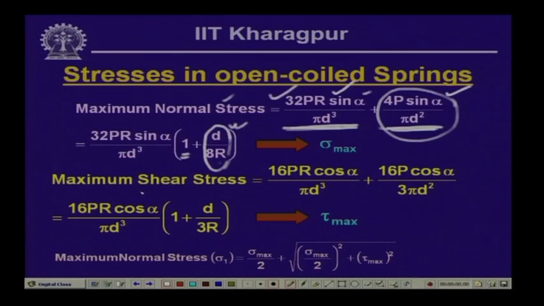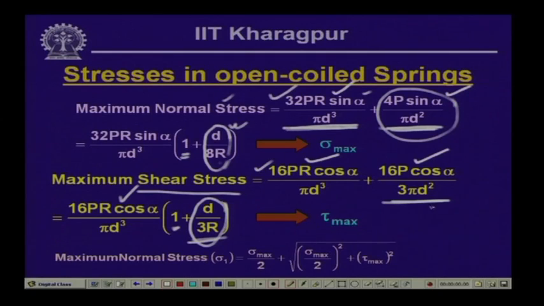Likewise, if we combine the shear stresses, this is the shear stress because of the twisting moment and this is the shear stress which we get because of the transverse shear V. If we combine these together, then 16 P r cos alpha by pi d cube is the shearing stress because of the twisting moment. This gives 1 plus d by 3 r. Again, here if you look into this, this ratio is very small in comparison to 1, and thereby the contribution in the shear stress because of the twisting moment is much higher than the contribution of the direct shear stress because of the transverse shear V.